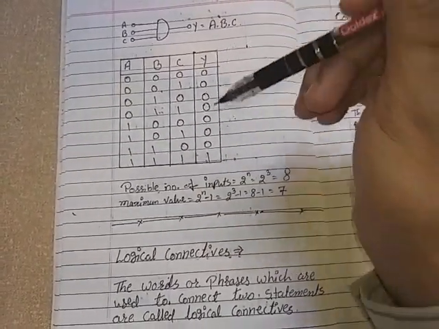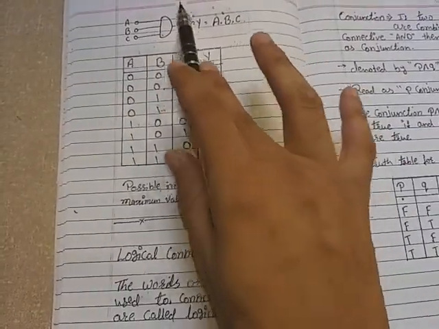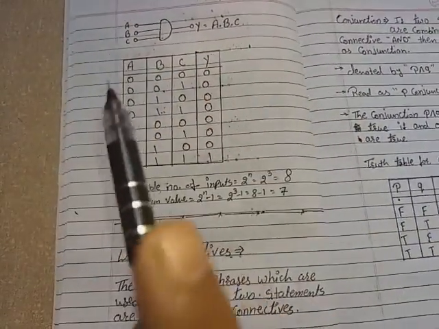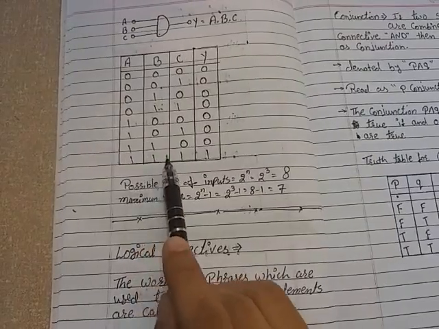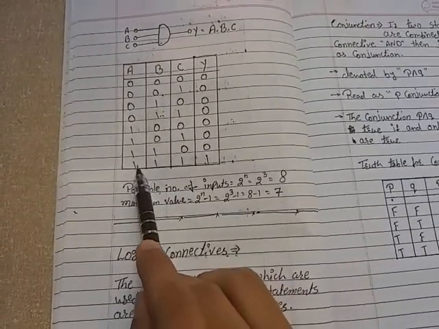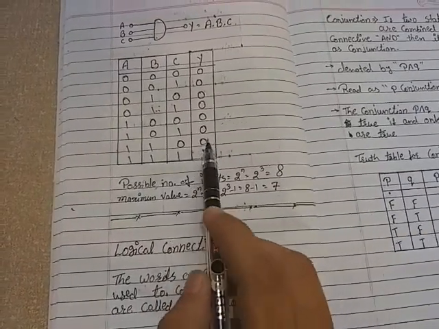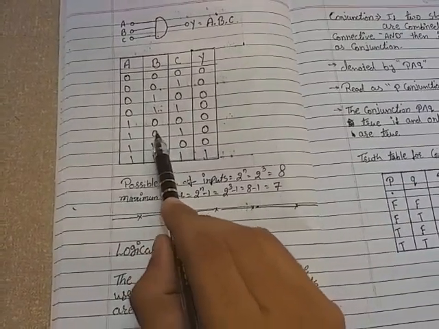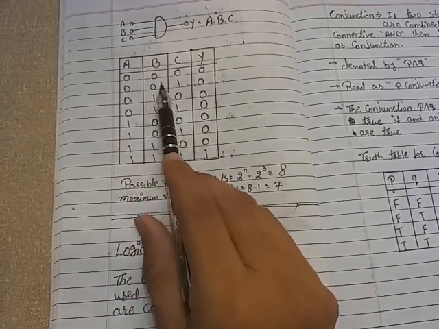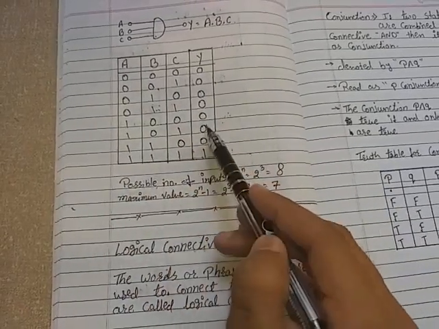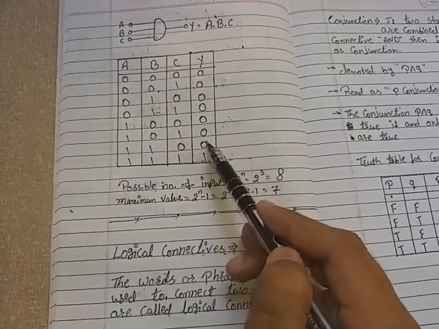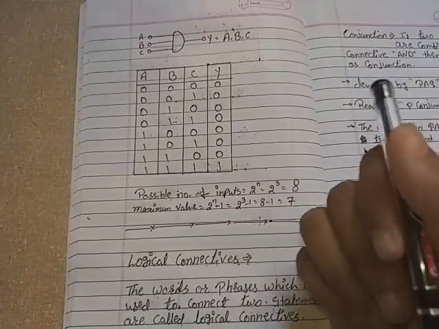Now what is the definition of AND gate? When does the output become high? Only when all the inputs are high. Here, in the last case, when all the inputs are high, the output is high. If any of the inputs is low, the output will be low. Clear?